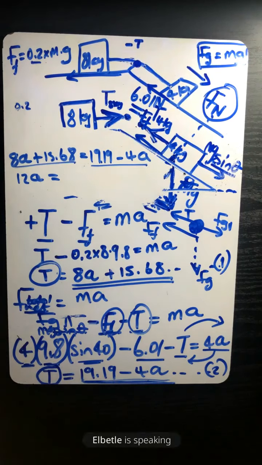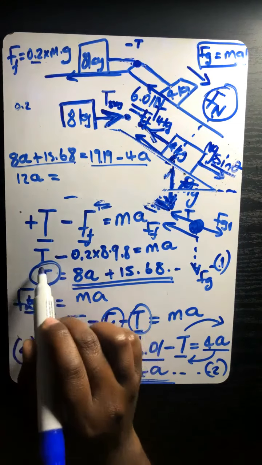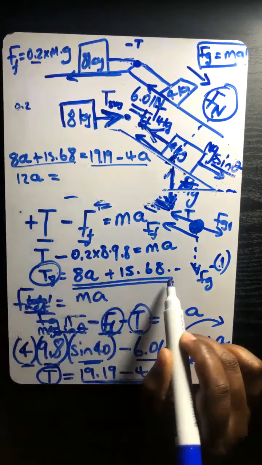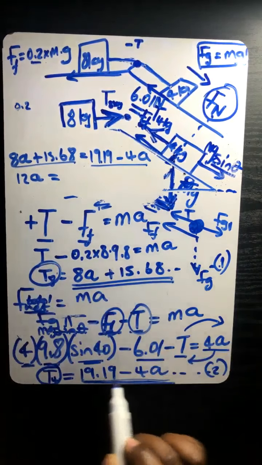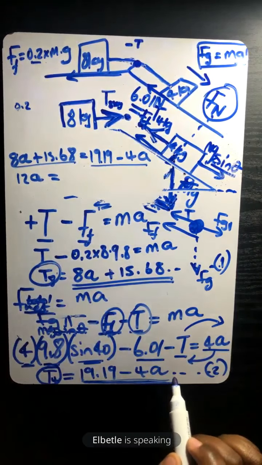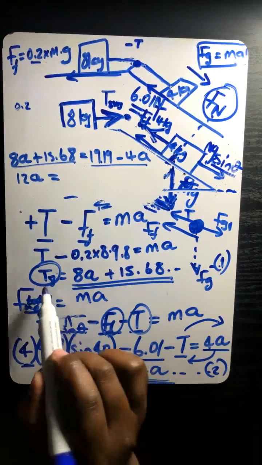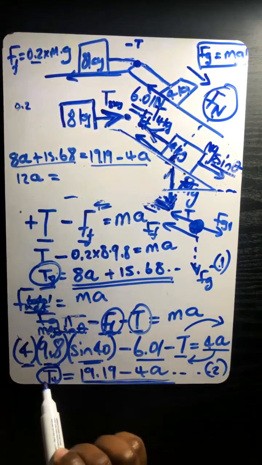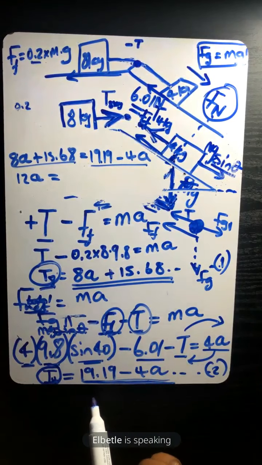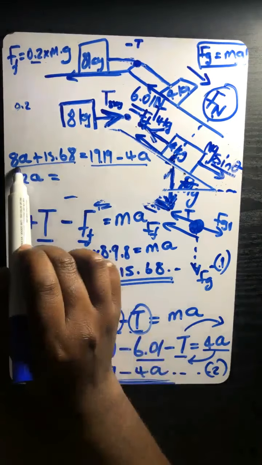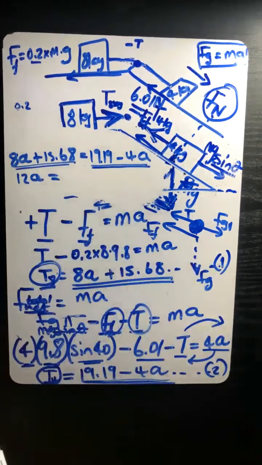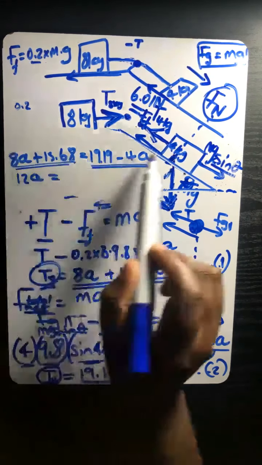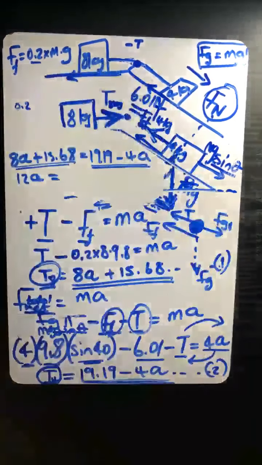Yeah, we are. So can you see that T for the 8 kg is equal to this, and this T for the 4 kg is equal to this. Then we know the tension is the same, isn't it? Yes. So that is why I equated them there. And the reason for that is because I've got that A that I can solve, which is going to be the acceleration of the system.